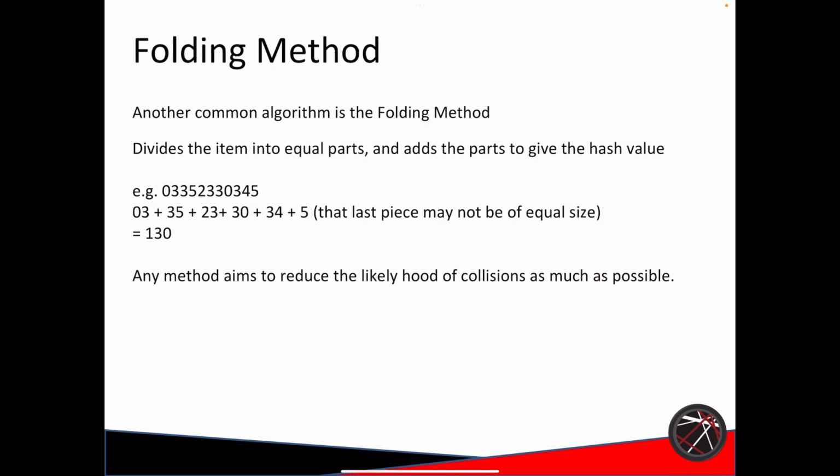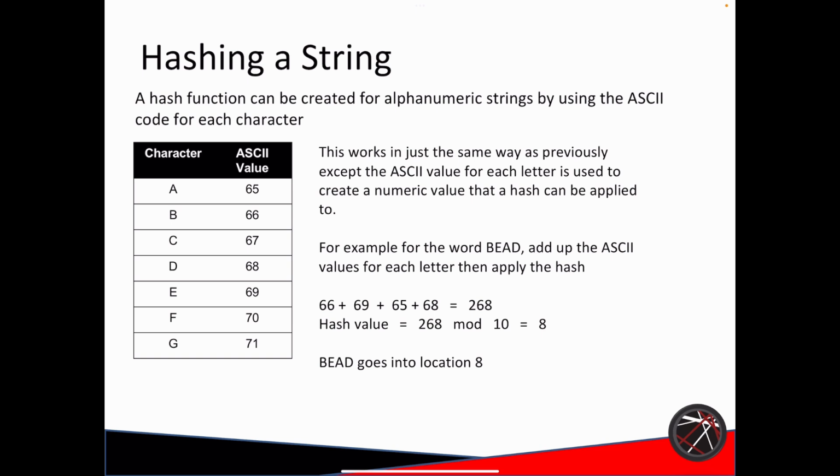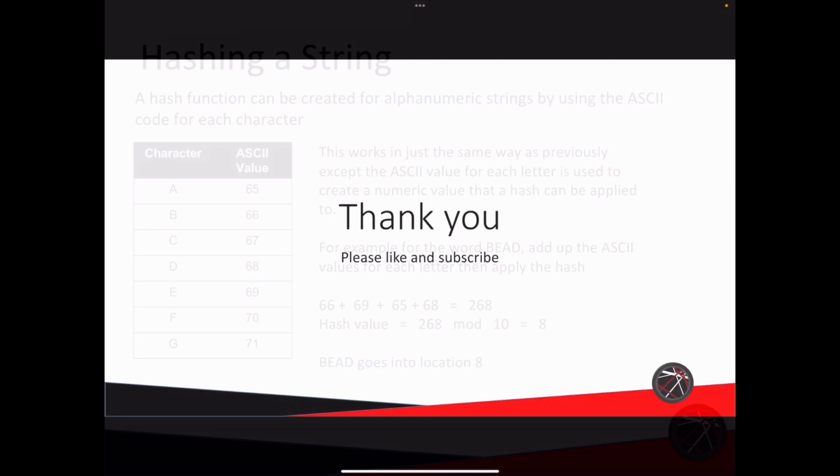We can do things like a folding method. Again, to carry out calculations, you can see here we take any number and we basically break it down into twos. So 03, 35, 23, 30, 34, and then a remainder of 5. Add that together and that becomes the memory location you're going to. Again, as I said before, we want to try and avoid collisions at all costs. We can also use ASCII values to do this. So we've got a series of letters, we use their ASCII values and add those together, carry out a calculation with them, and therefore you can have a word that would go to a particular location in memory.